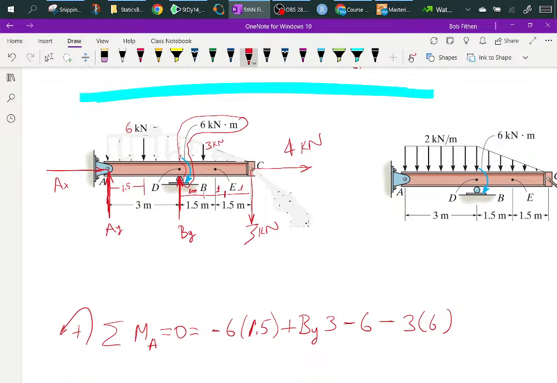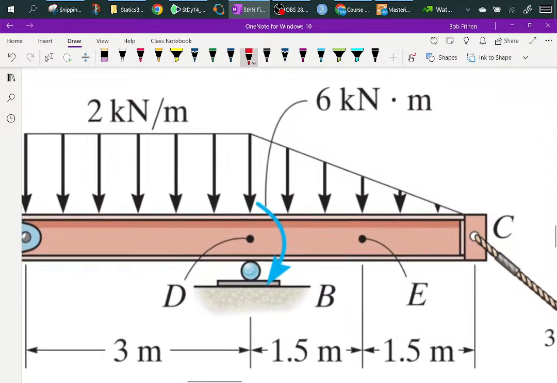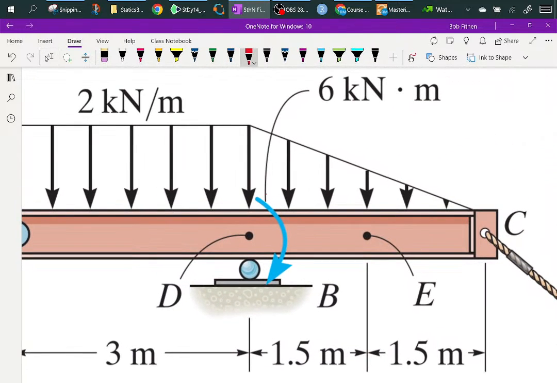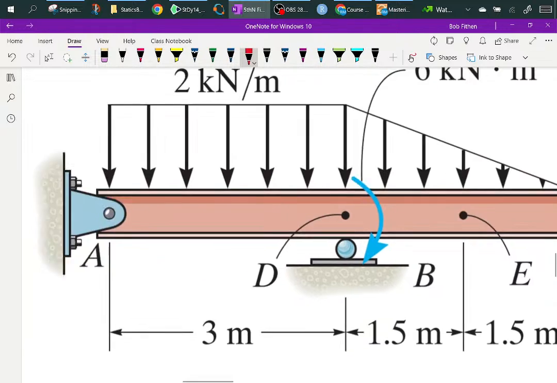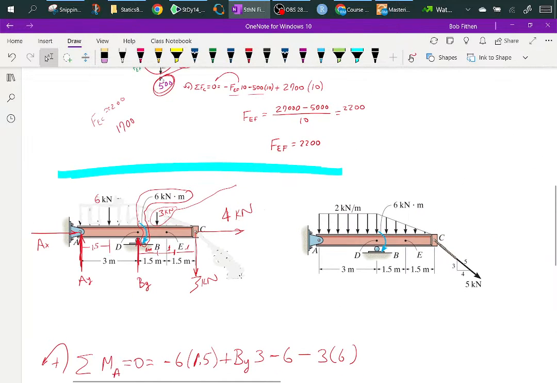Did I forget something? I did forget something, didn't I? 6 kilonewtons in the center. That's not an actual force, is it? I thought that was the top of the triangle. Okay, I think this 6. Well, I did forget something, but I think that's 6. Yeah, so he's saying that somebody put a moment right there. But I did forget something.